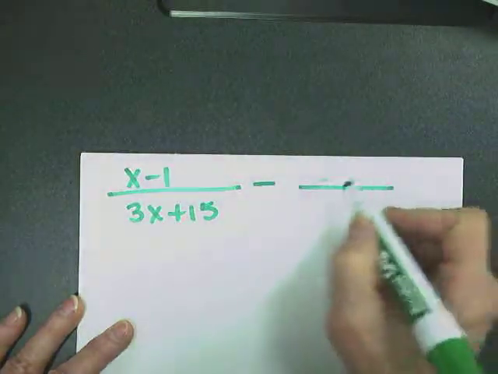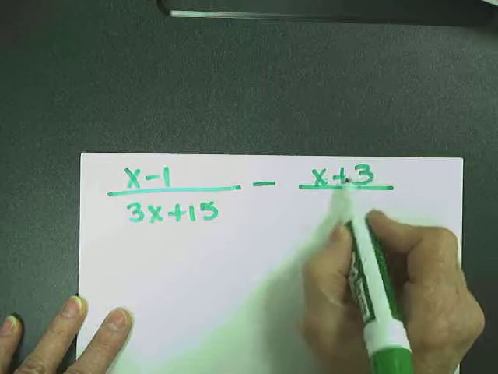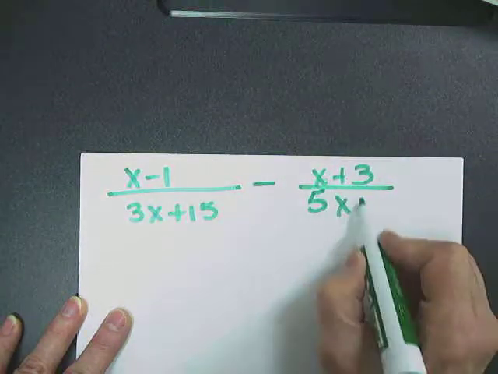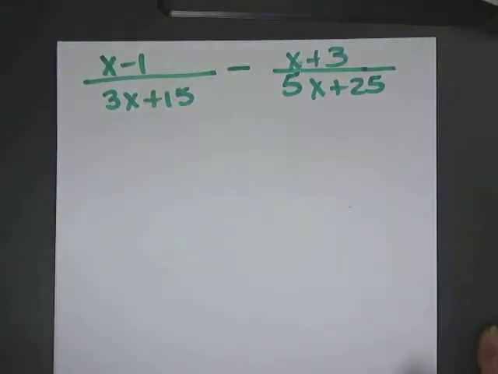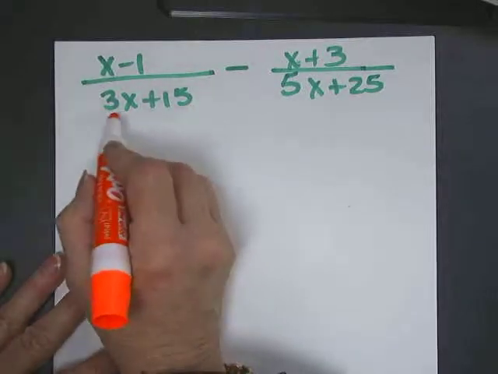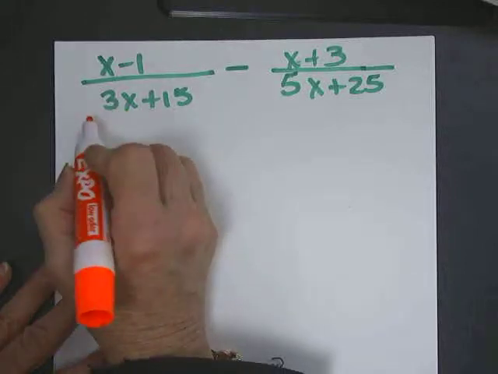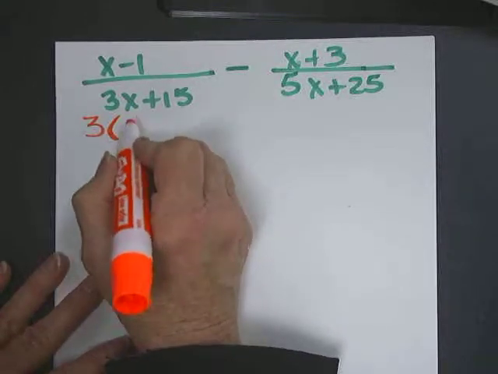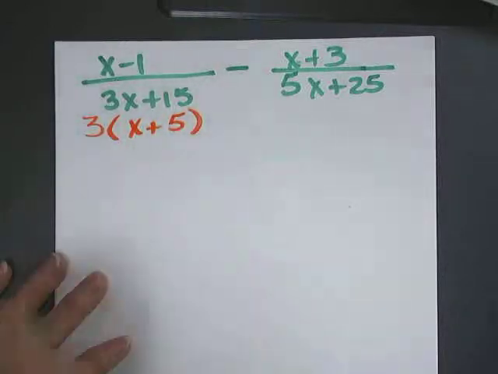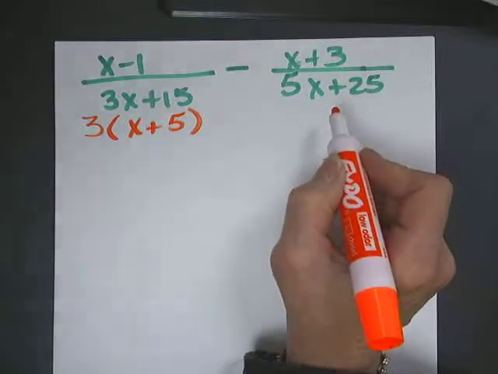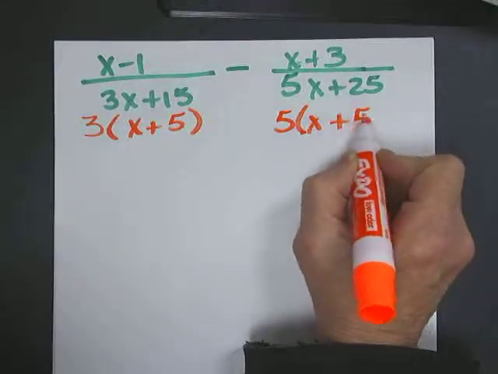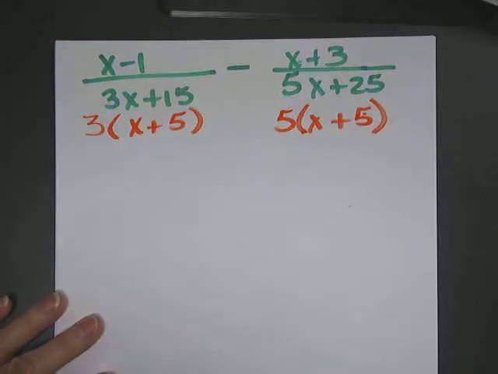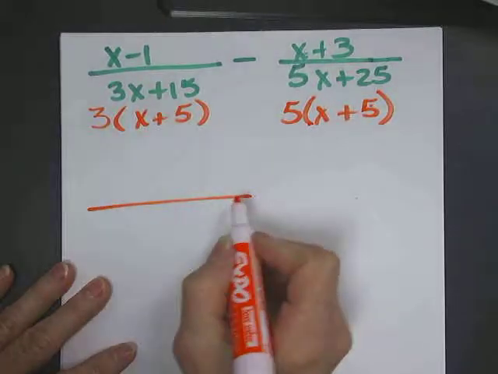Alrighty then. Let's do another plus and then we'll do minus. Is that enough pluses? Enough pluses or you want one more plus, somebody? Okay, let's move on to subtraction. Okay, x minus 1 over 3x plus 15 minus x plus 3 over 5x plus 25. We need a common denominator. We need to factor both of these.